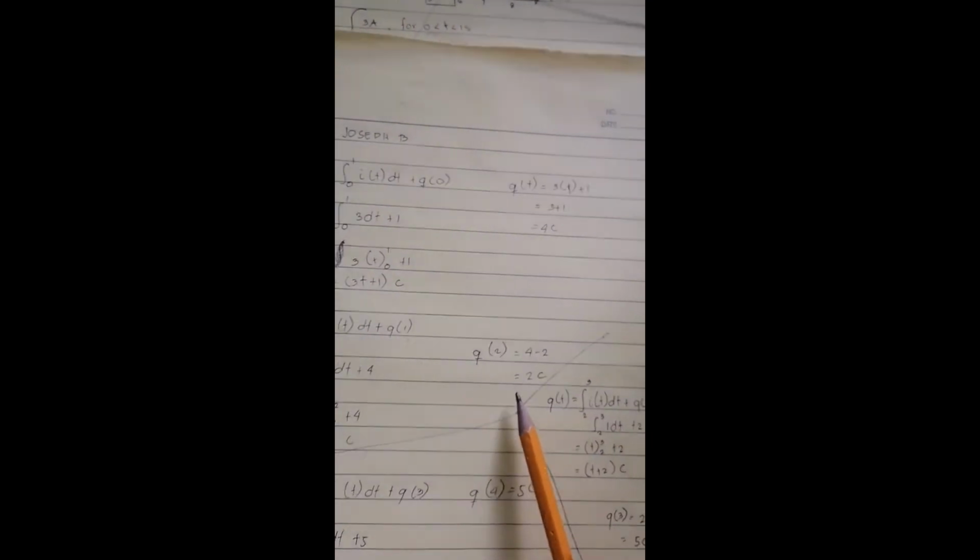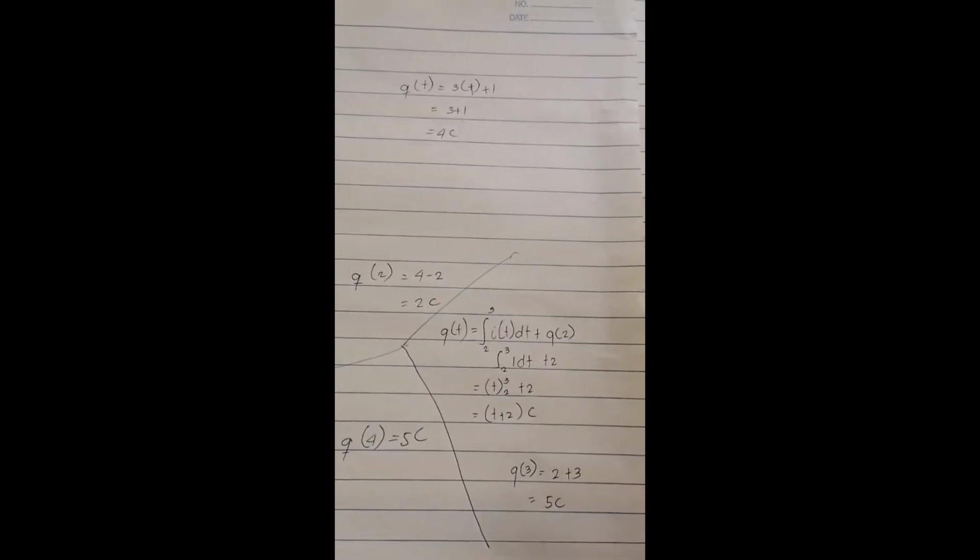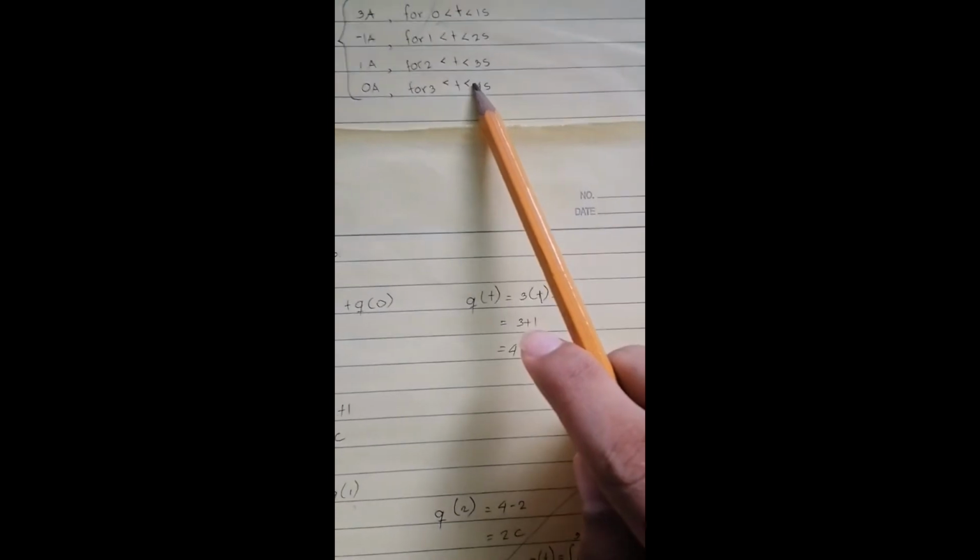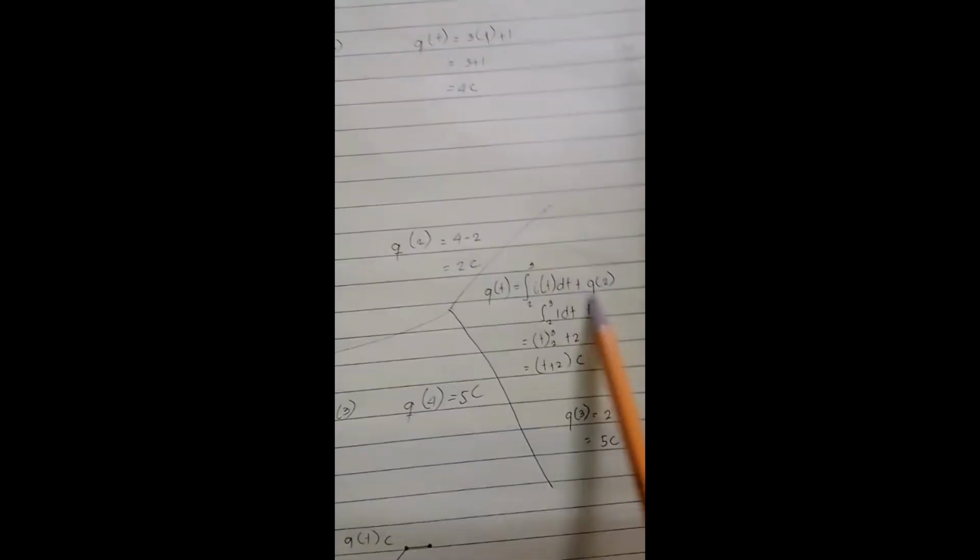We will calculate the charge over the interval. Find the value of the charge at time equal to 2 seconds. Charge at 2 is equal to 4 minus 2, and 4 minus 2 is basically 2 C. The next step is to calculate the charge over the interval 2 is less than time less than 3 seconds. So this would be our formula.